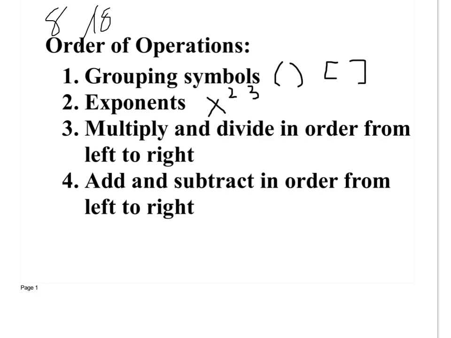Once you do grouping symbols and exponents, then the next thing you do is multiply and divide in order from left to right. It's not multiply left to right, then divide left to right. It's multiply and divide left to right. So if it's division, then multiplication, you do everything left to right. Don't do multiplication first, then division. They're together. Four, you add and subtract left to right. So you add or subtract going left to right.